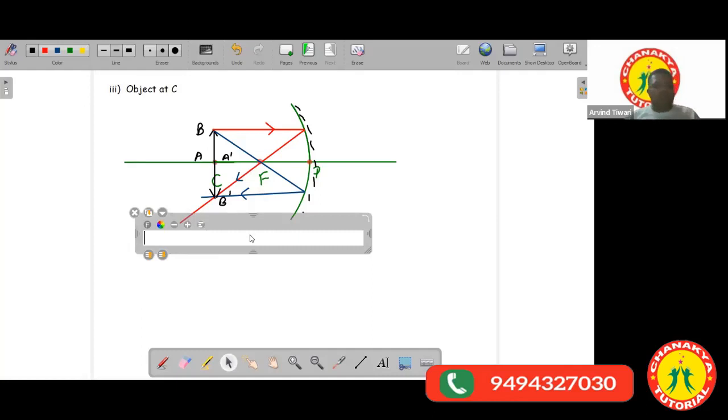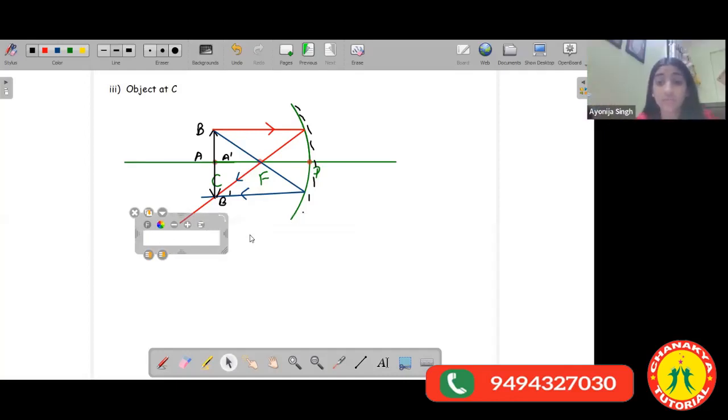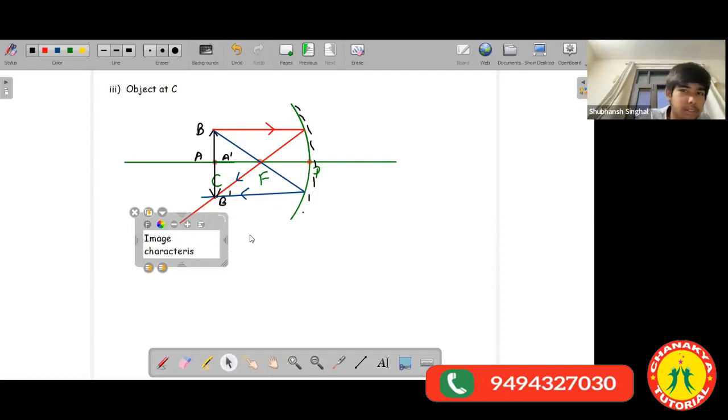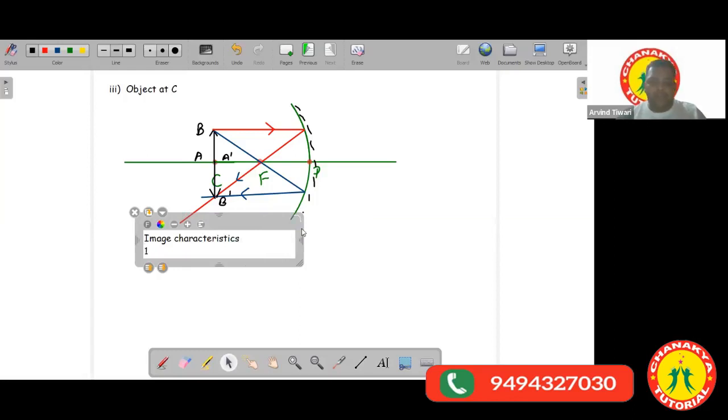So let us write down the image characteristics. It will be real and inverted, and it will be formed at C. It will be of the same size as the original object. So the nature is real and inverted. Then you have position, which is formed at C.